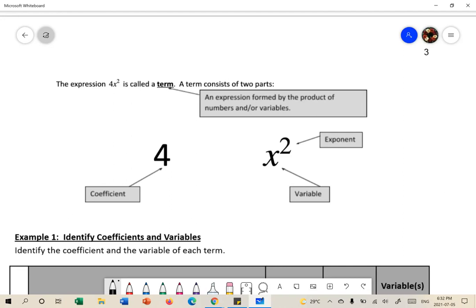Moving on, let's look at the expression 4x squared. This is called a term. A term consists of 2 parts. We have the variable and its exponent, and then a coefficient, which is the number in front of the variable. Together, it looks like this, 4x squared.